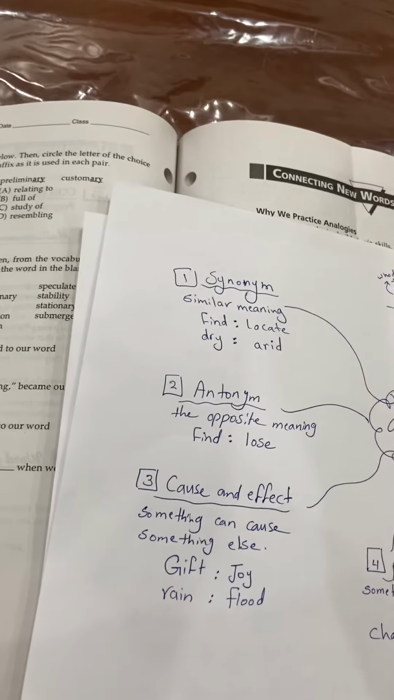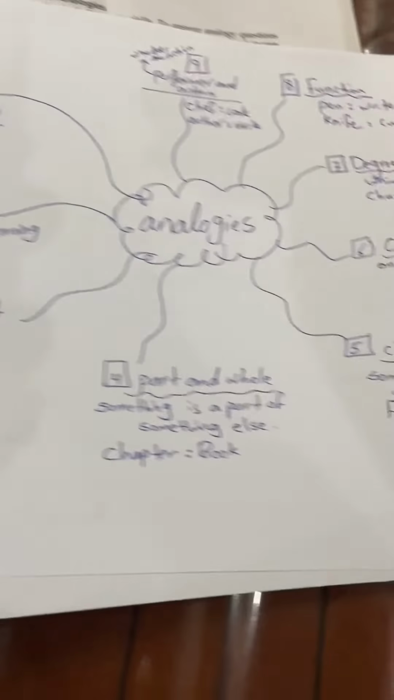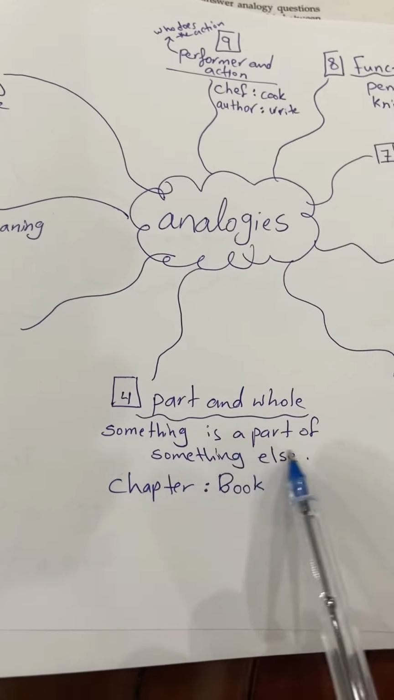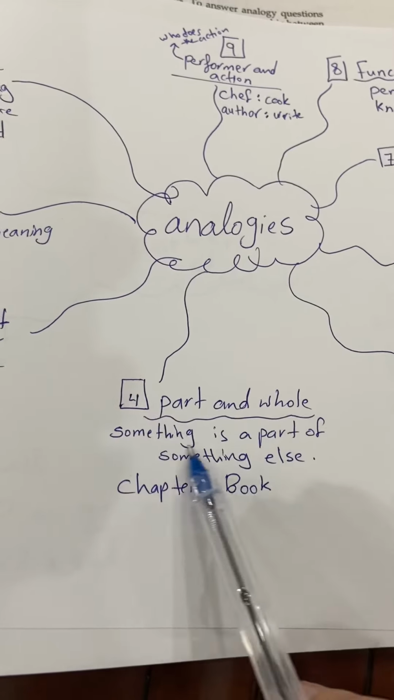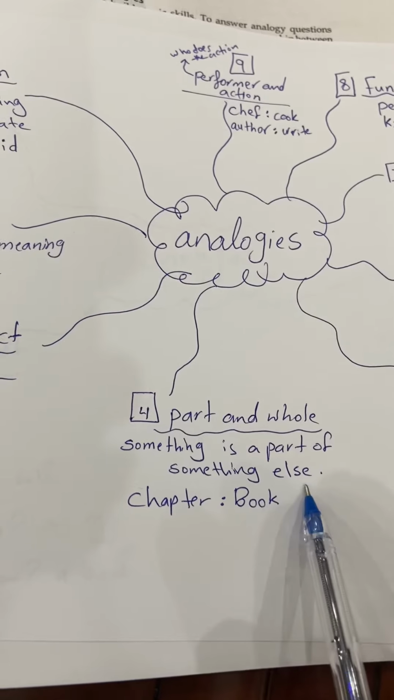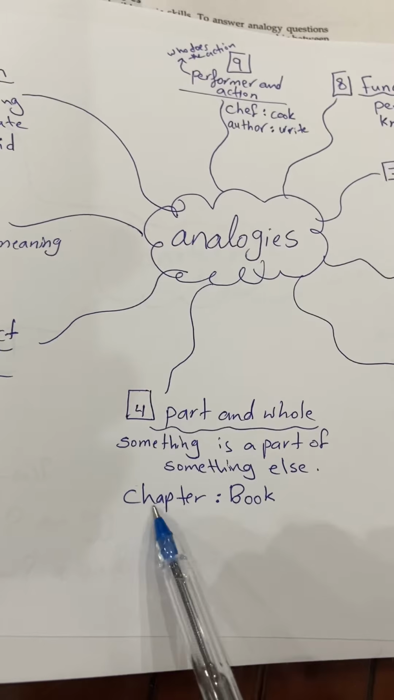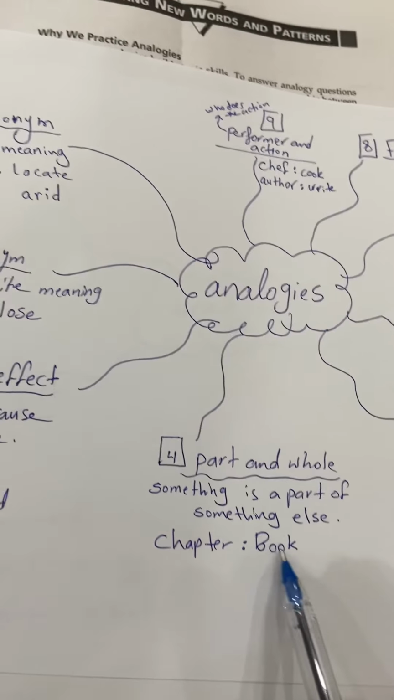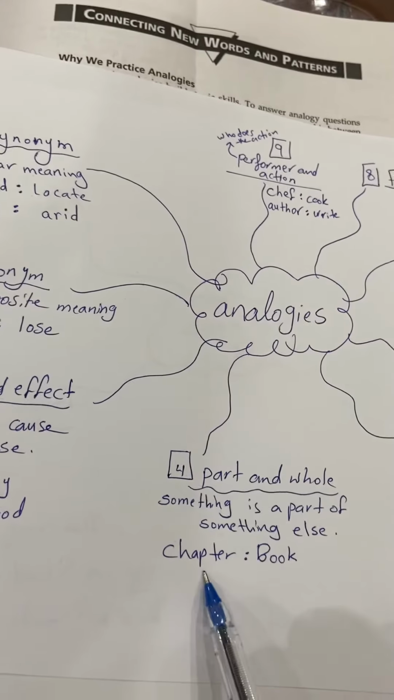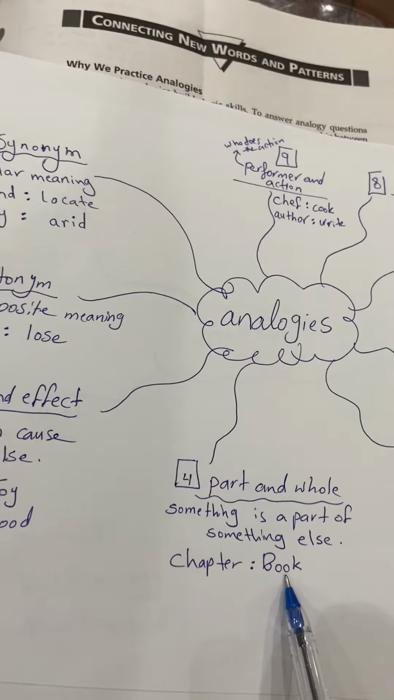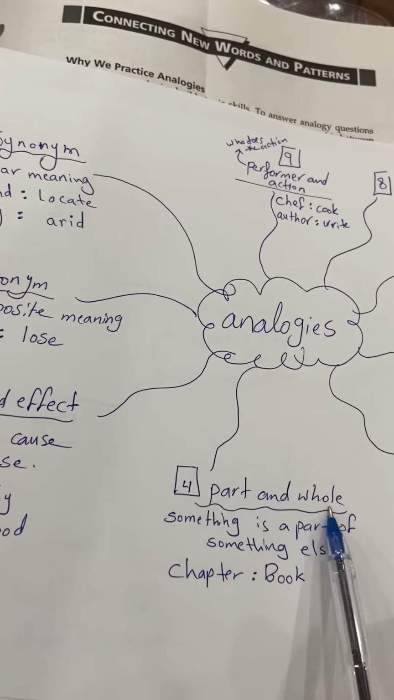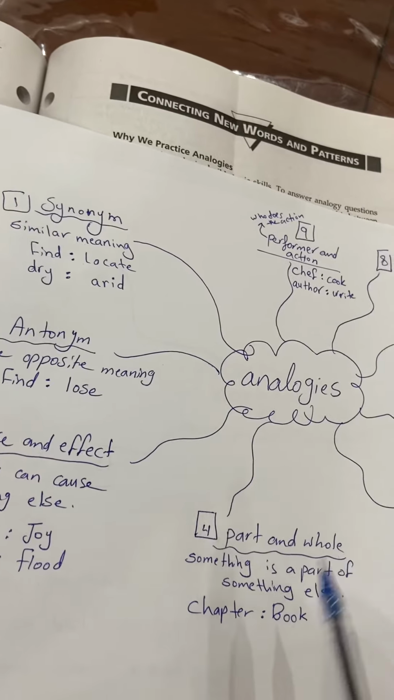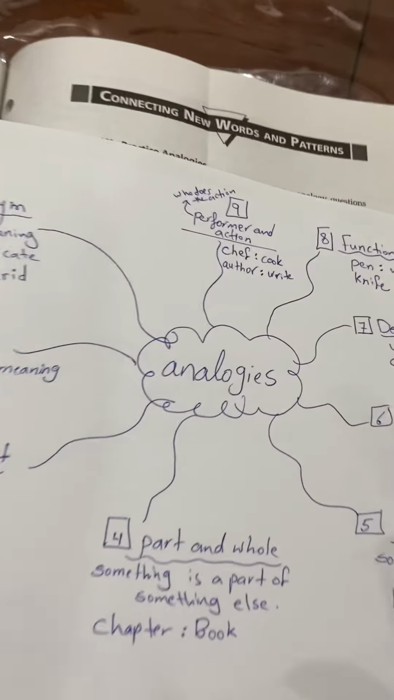Okay. Number four, part and whole. It means that something is a part of something else. Like for example, what is the meaning of chapter? Chapter means that it is a part of something else, which is the book. So chapter is a part of book. This is the part and whole. I will not give you any more examples because this is your homework to give me more examples.